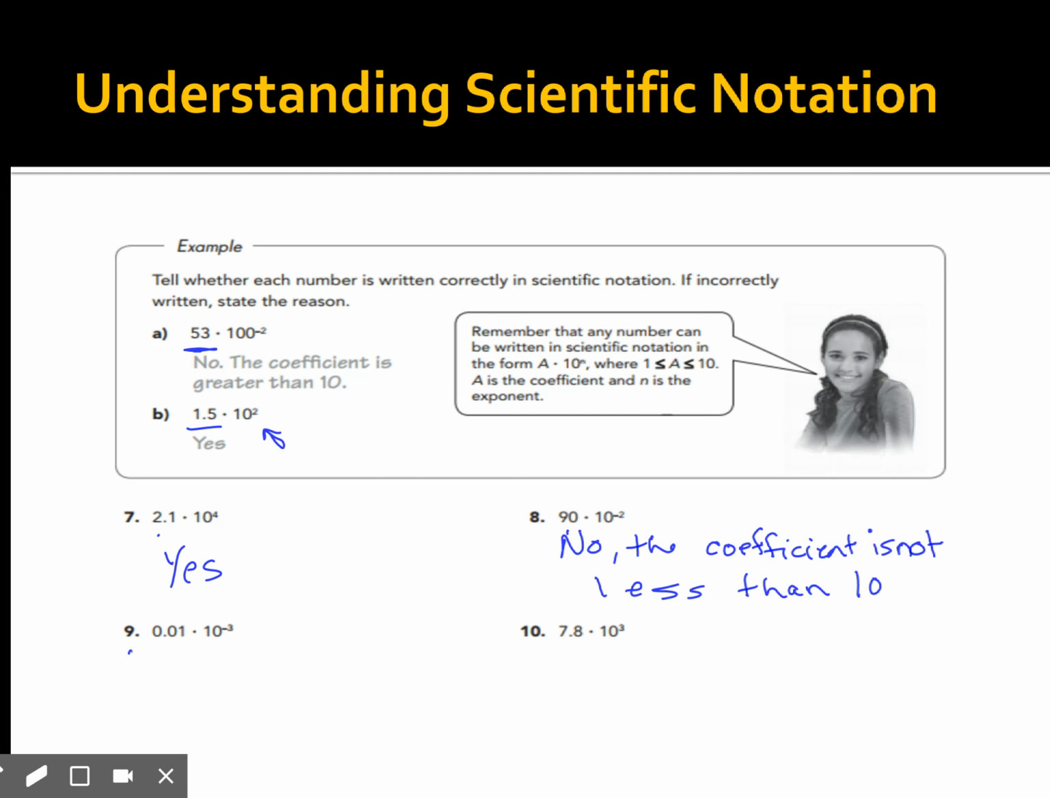Okay. Number 9, 0.01 or 1/100th times 10 to the negative third. Again, this is a no. The coefficient is smaller than 1 here. And lastly, number 10, 7.8 times 10 to the third power. 7.8 is greater than 1, but less than 10, times 10 to the third power. Yes, this is in scientific notation.